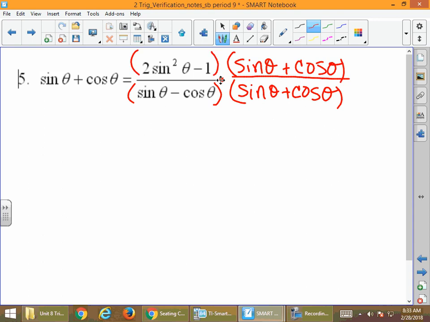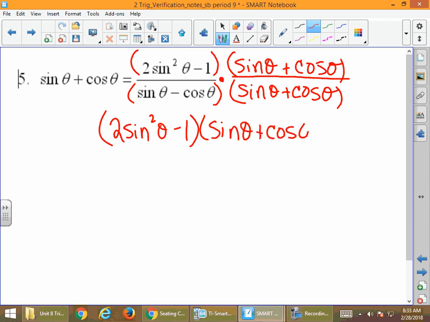And what we said in our last video is, let's not multiply the numerator, the top of the fraction, together. We can always multiply it together if we need to. But let's leave it alone for now. And then if we can't turn it back into the left side, then we'll go back and multiply it and see if that'll help us. So I'm going to leave 2 sine squared theta minus 1 times sine of theta plus cosine of theta. But we are going to multiply the denominator.